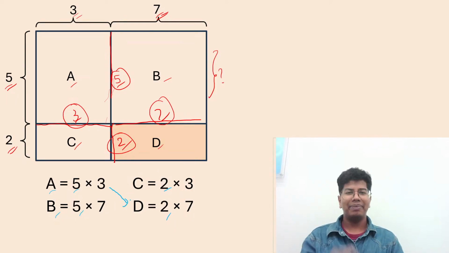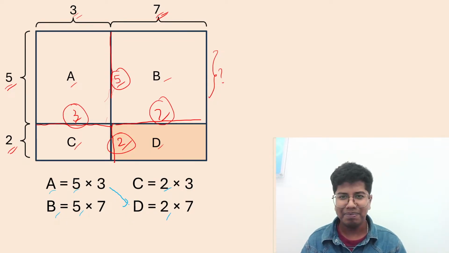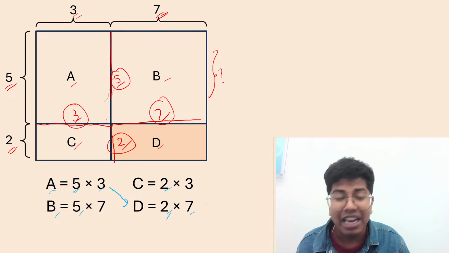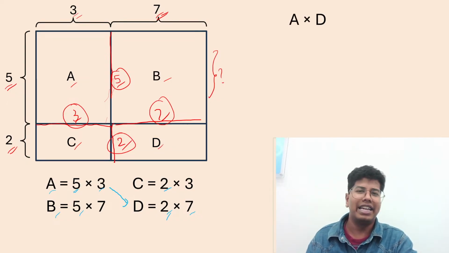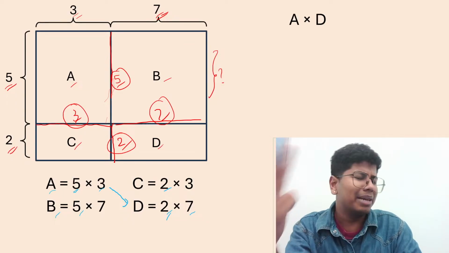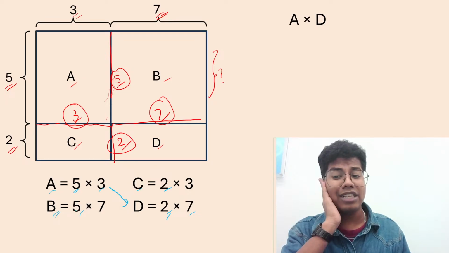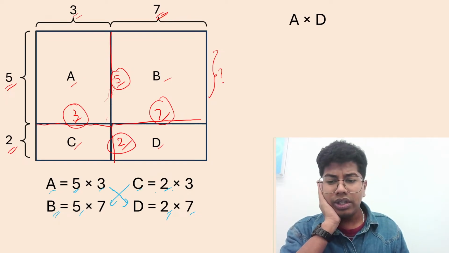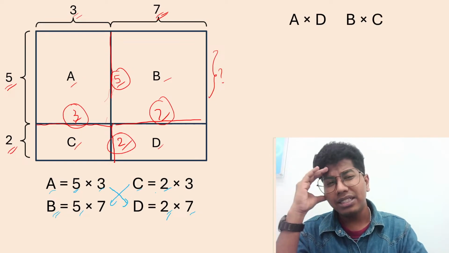Let's say A and D. Is there any number that is common? See, it's 5, 3, 2, and 7. None of the numbers are common. So if I multiply A and D, it is nothing but 5 multiplied by 3 multiplied by 2 multiplied by 7. What about C and B? Is there any number that is common? We can observe 2, 3, 5, and 7. There's no number that is common. And what if I multiply B and C? Let's see.